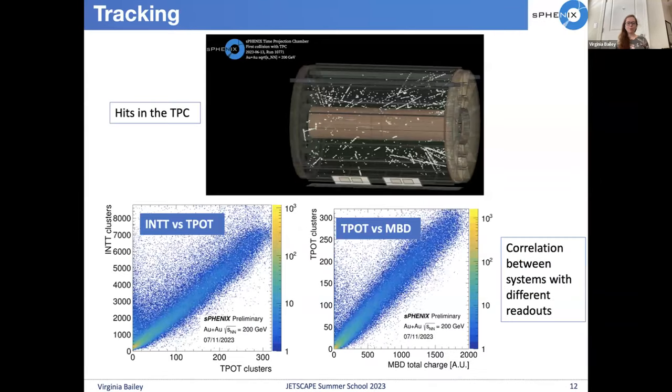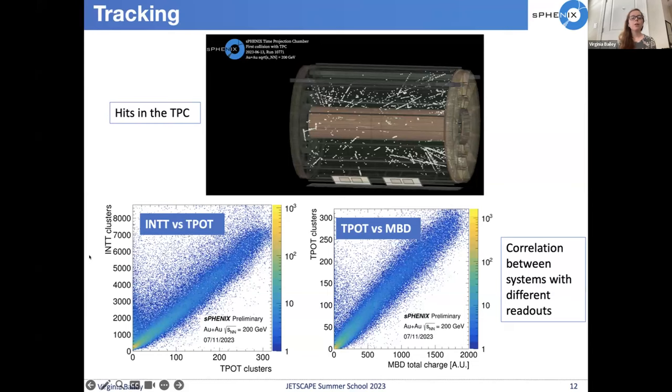So here are a couple of plots from commissioning of the tracking detectors. On the top, I'm showing hits in a real collision in sPHENIX in the TPC. You might notice that all of the tracks look very straight. The magnetic field was not on when we took this data, which is why they don't bend. But you can see that the TPC is able to get hits, and we can see things that look like tracks.